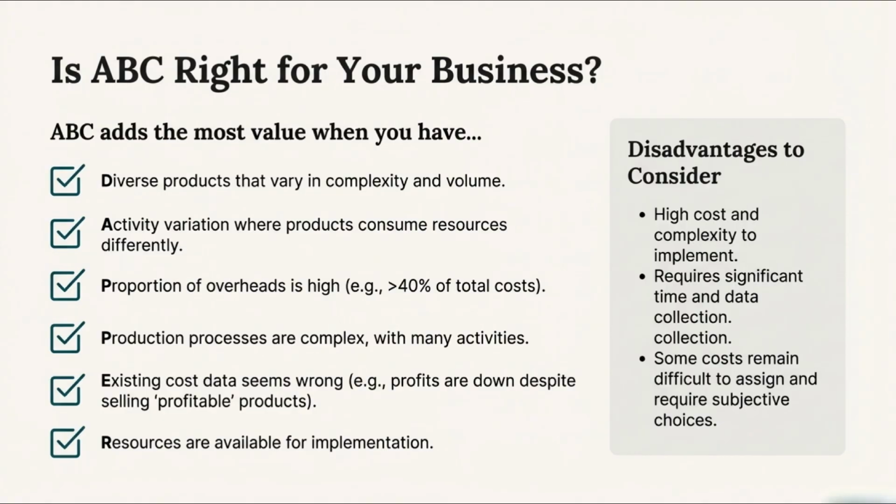Activity variation, where products consume resources differently. A high proportion of overheads, typically more than 40% of total costs. Complex production processes with many different activities. Signs that existing cost data might be wrong. For example, profits are down, despite selling supposedly profitable products. And crucially, the resources available for implementation.